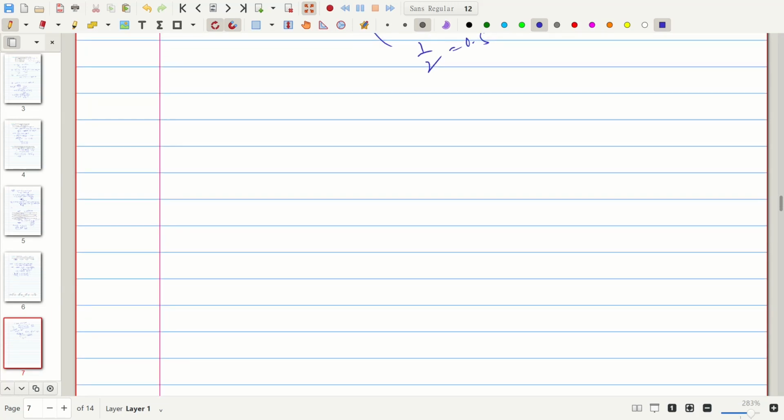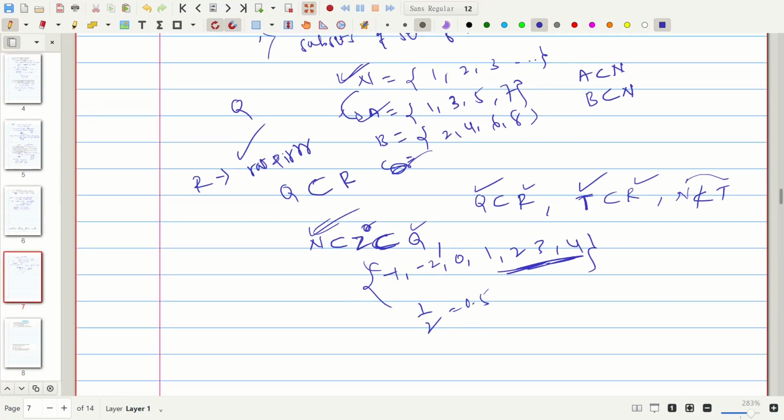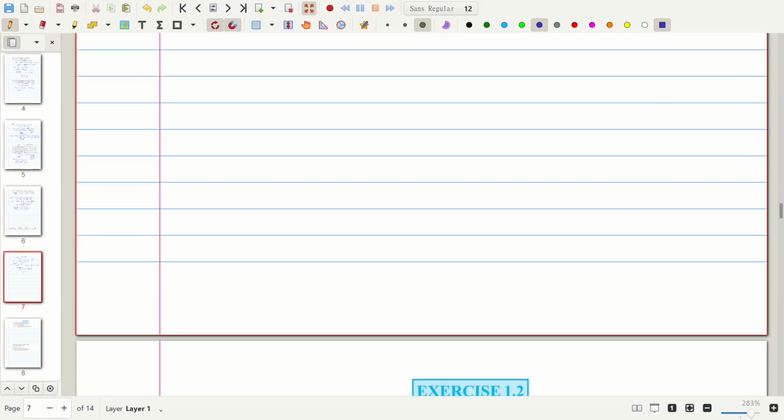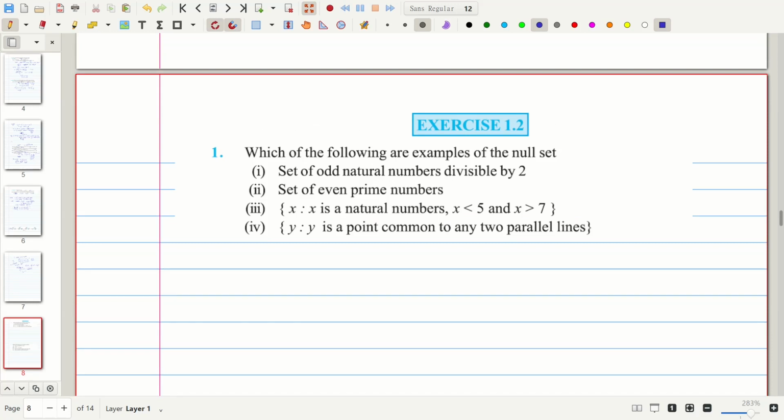Okay, next we'll be solving the exercise. All the discussion of these topics: empty set, finite and infinite sets, universal set, subsets. So now we'll be solving exercise 1.2 and exercise 1.3 based on this concept. The first example is given here, in question number one.